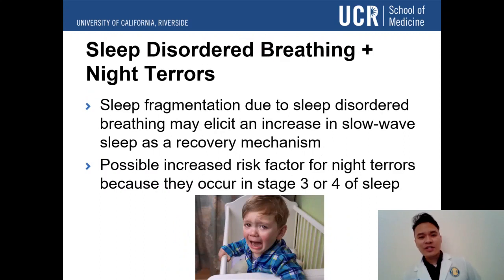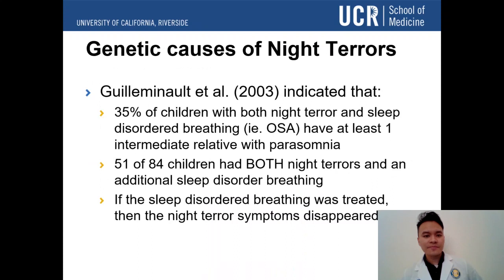There's also been research about sleep disordered breathing causing nightmares. Some sleep fragmentation, which is basically disrupted sleep throughout the night, has been shown to be due to sleep disordered breathing, at least sometimes, which can increase slow wave sleep as a recovery mechanism. Possible increased risk factors for night terrors, because they occur in stage 3 or 4 of sleep, so that correlation is kind of indicating that it does play a role in night terrors.